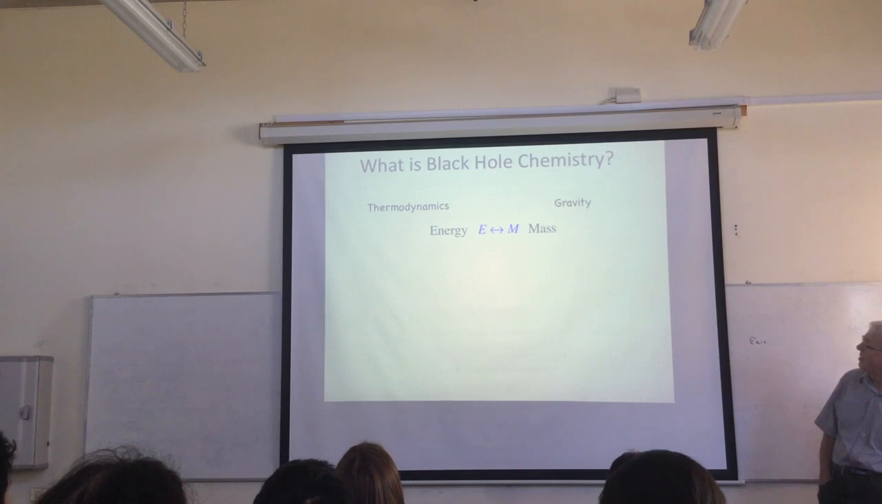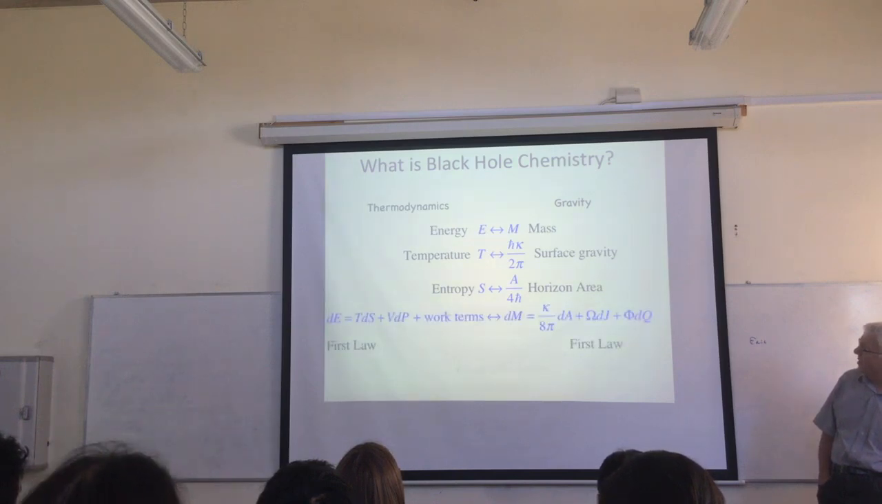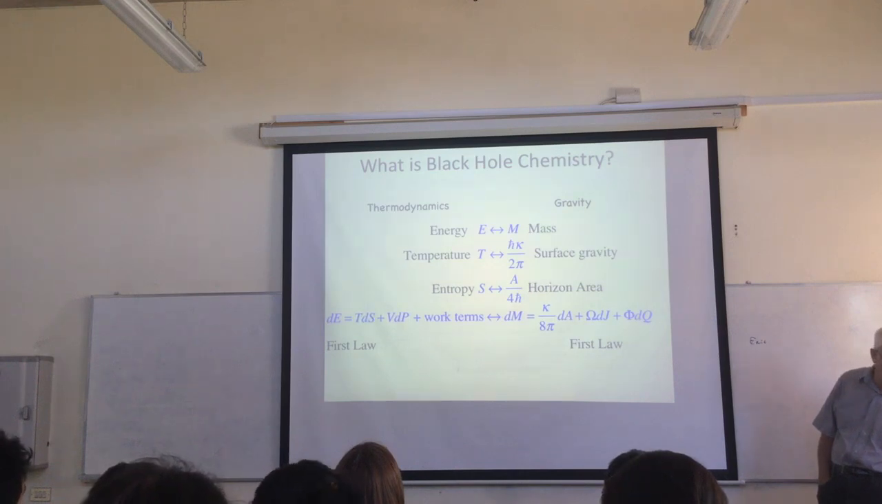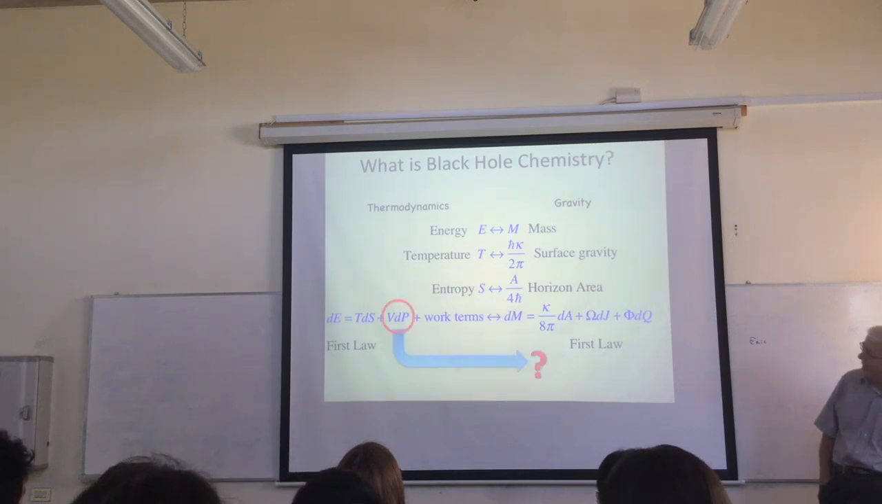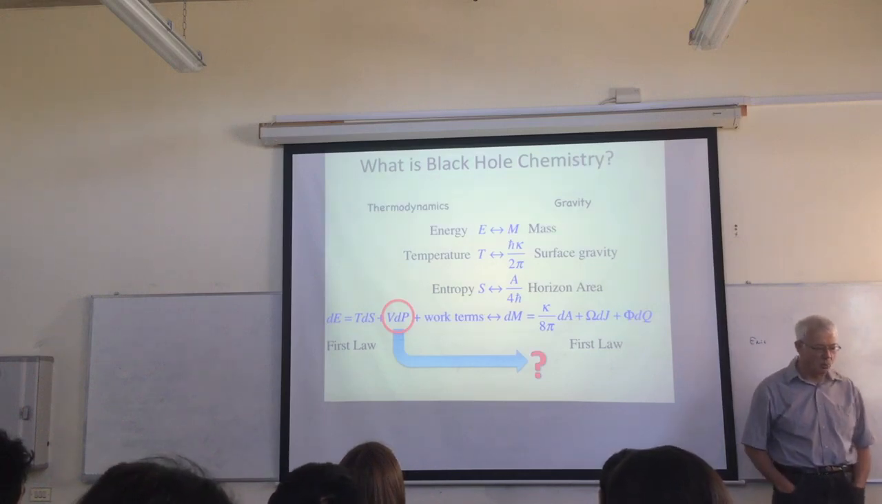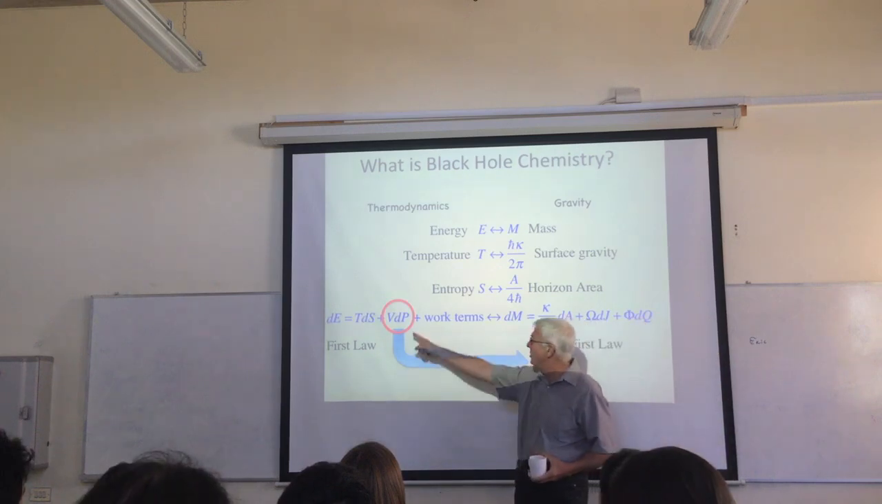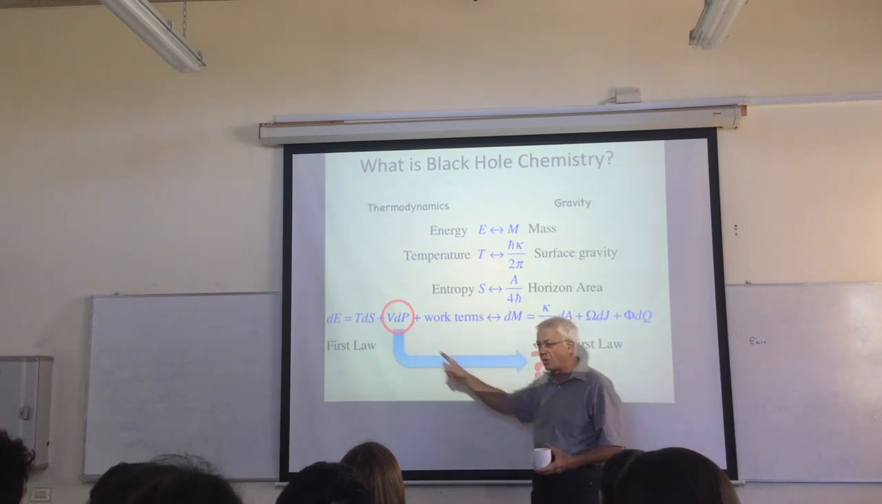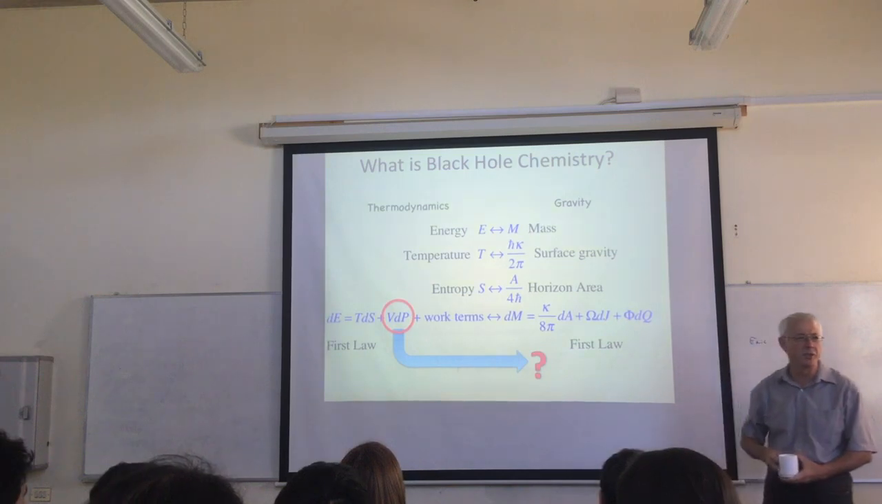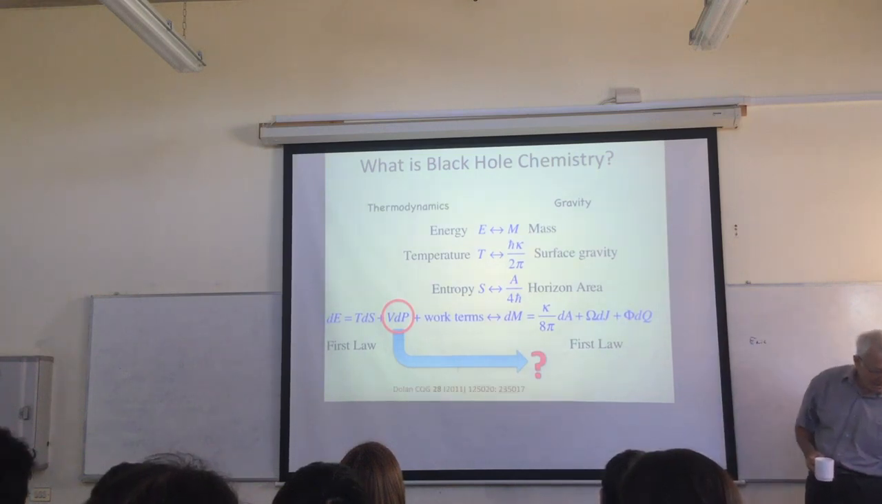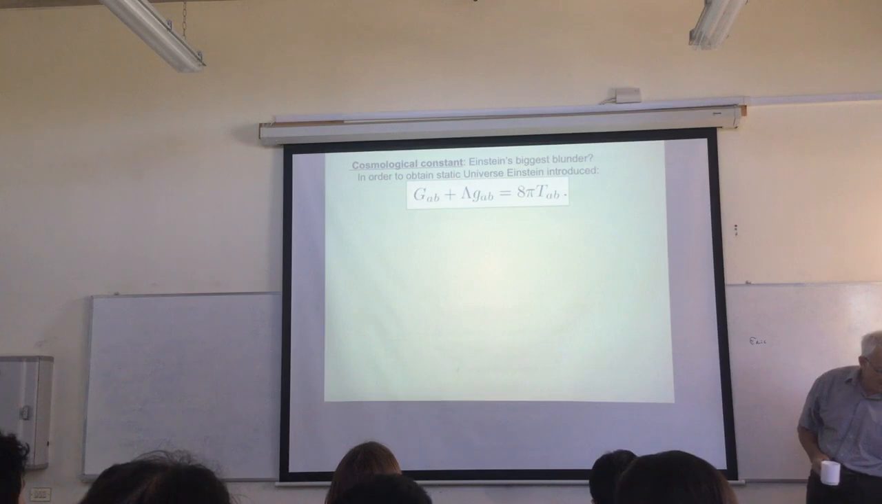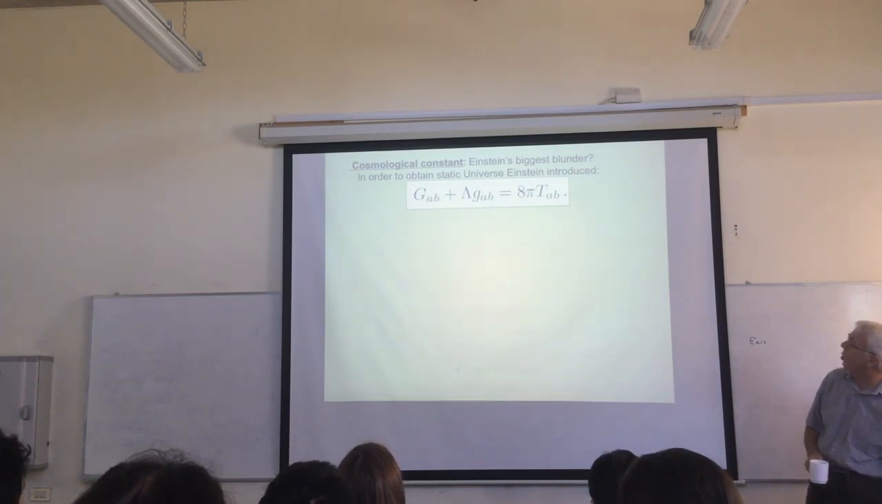Energy was mass, temperature was surface gravity, entropy was a quarter of the horizon area, and the first law of mechanics on the right was related to the first law of thermodynamics on the left, with the exception of this work term. And black hole chemistry, as it's come to be called, is what happens when you properly incorporate this term on this side of the equation. And that's done like so.